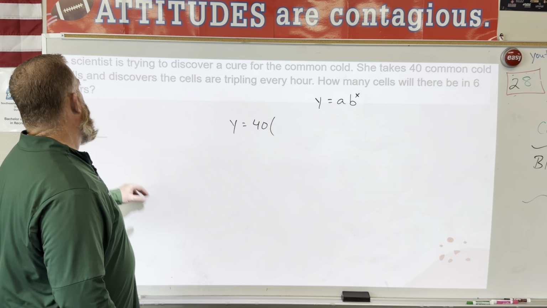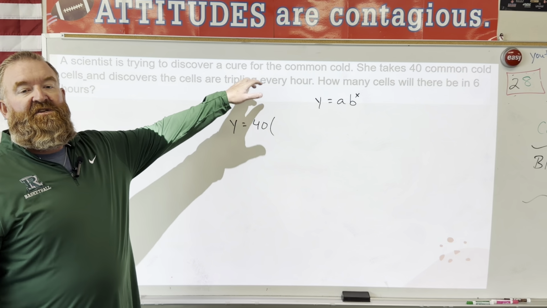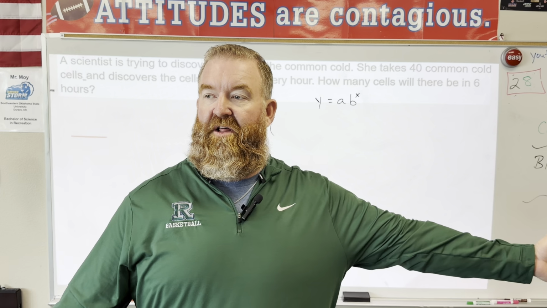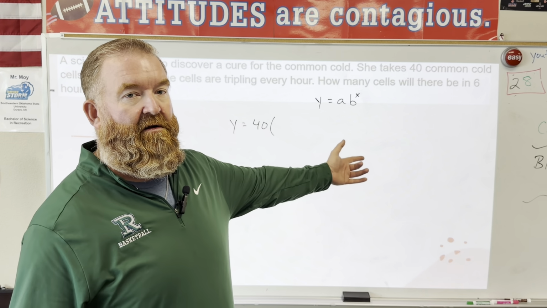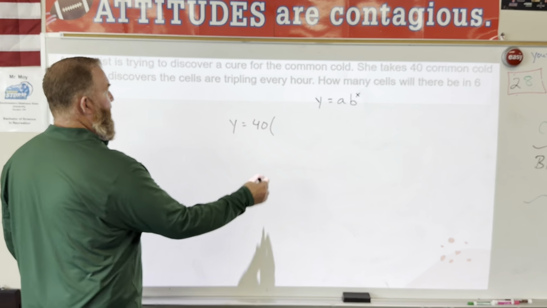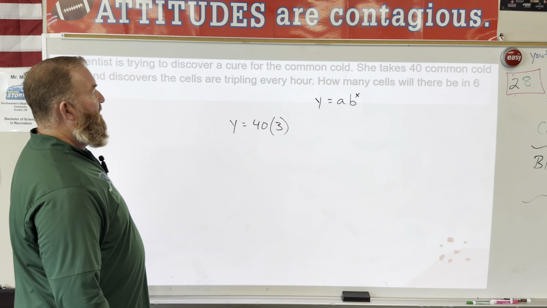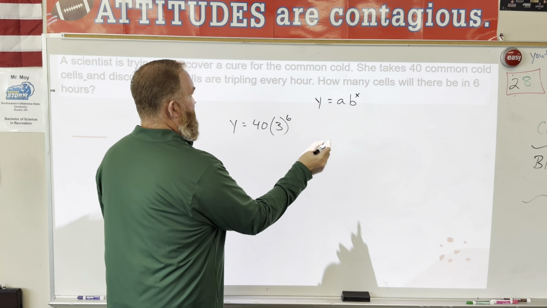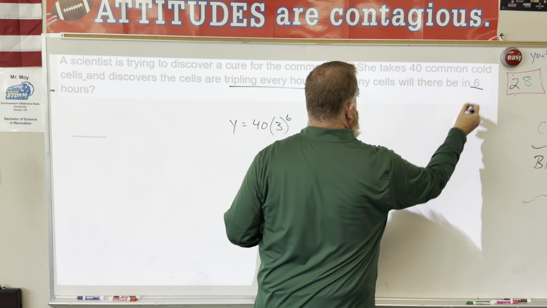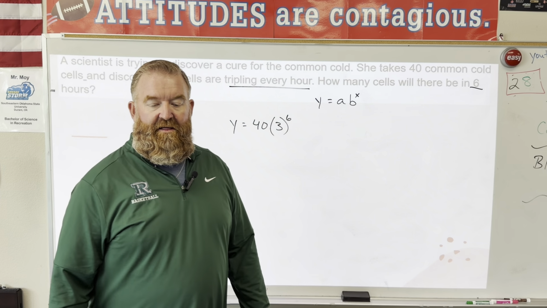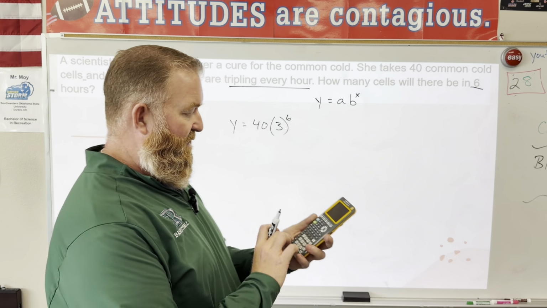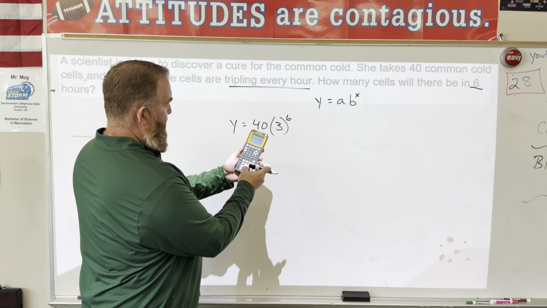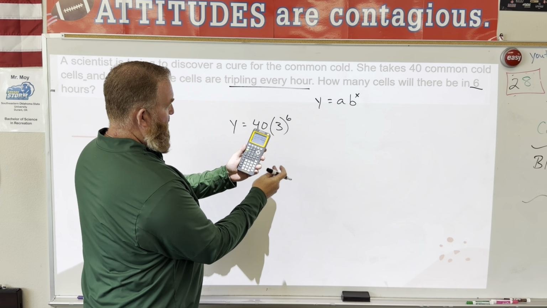Now, they are tripling. To triple, you multiply times what? Think. Anybody in class? When you're tripling, what is it? Times 3. So I'm just going to put a 3 in there. And then how many cells are there going to be in 6 hours? They're tripling every hour. Here's the key: tripling every hour, 6 hours. So the 6 is going to be my exponent. This is going to be a big number. I'm just going to type that in: 40, parentheses, 3, then exponent 6.